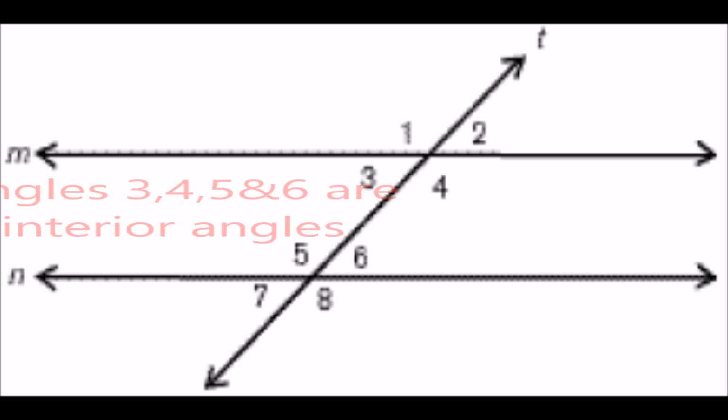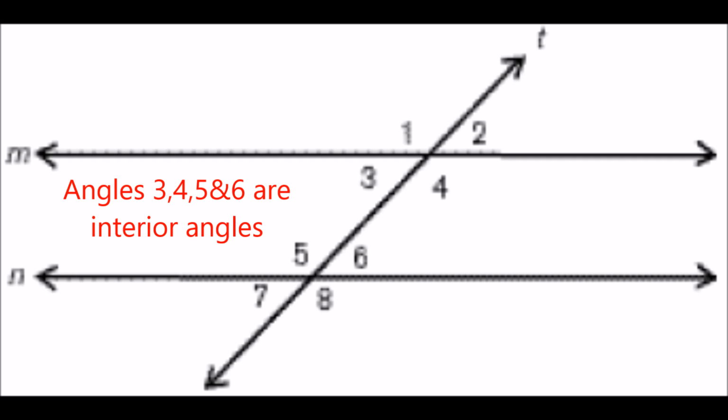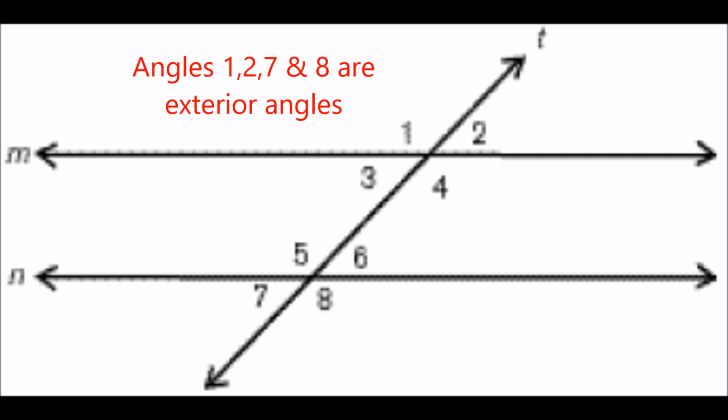Angles 3, 4, 5, and 6 are called interior angles since they are inside the region between line M and line N. Angles 1, 2, 7, and 8 are called exterior angles since they are outside the region between line M and line N.